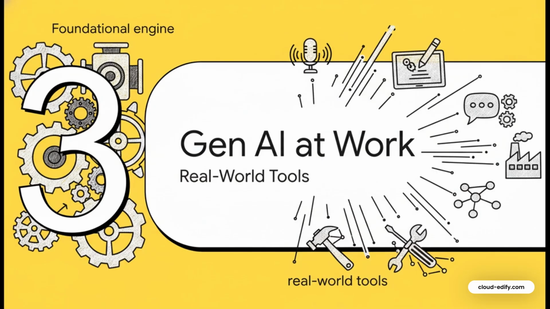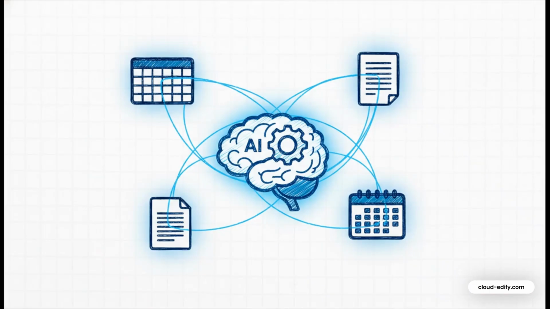So if the model is the engine, let's pop the hood on a few real-world vehicles and see what it's already powering. And this is where it gets really powerful. This engine we're talking about, it isn't just being used to build shiny, new, standalone chatbots. No. The real game changer is that it's being woven directly into the very fabric of the tools that you and your business probably already use every single day.